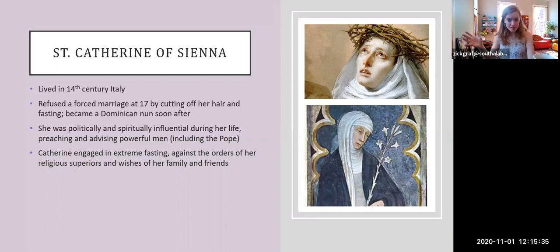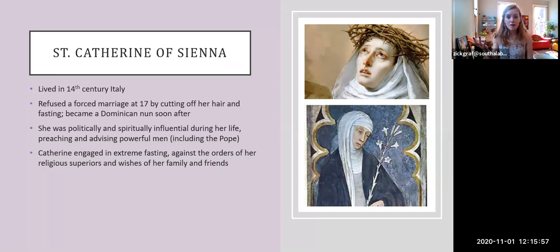Catherine was very pious and she engaged in really extreme religious fasting. The way that she did this was that she took communion every day. And at the time in the Catholic Church, you had to fast for a certain amount of time before and after taking communion. So because she was taking communion so often, she was fasting all the time. So in her extreme piety, she was engaging in fasting behavior.